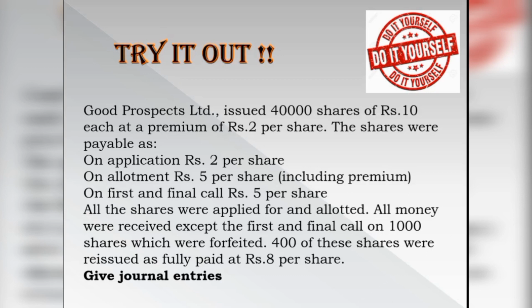All the shares were applied for and allotted. All money was received except the first and final call on 1000 shares which were forfeited. 400 of these shares were reissued as fully paid at Rs 8 per share. Give the necessary journal entries. So this is an easy sum which covers all the aspects we have studied now, that is issue, forfeiture and reissue. Please do give it a try.